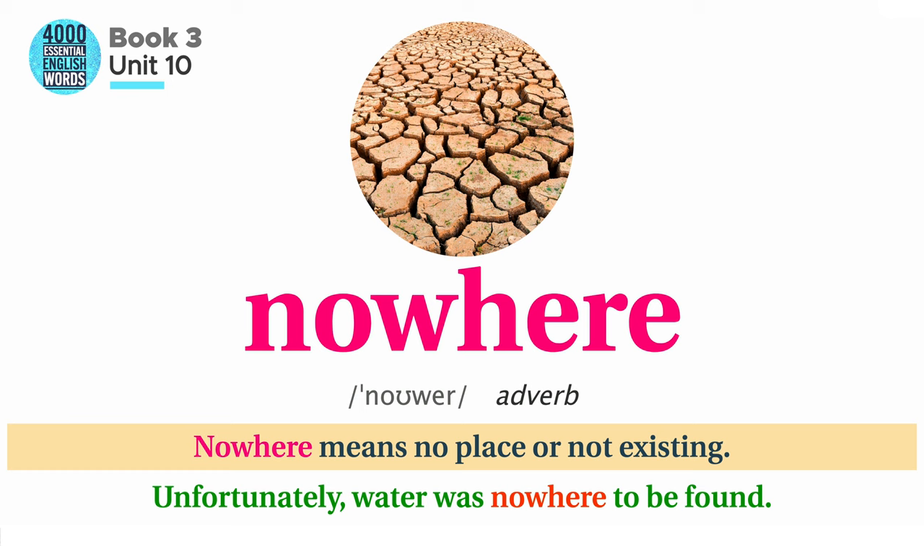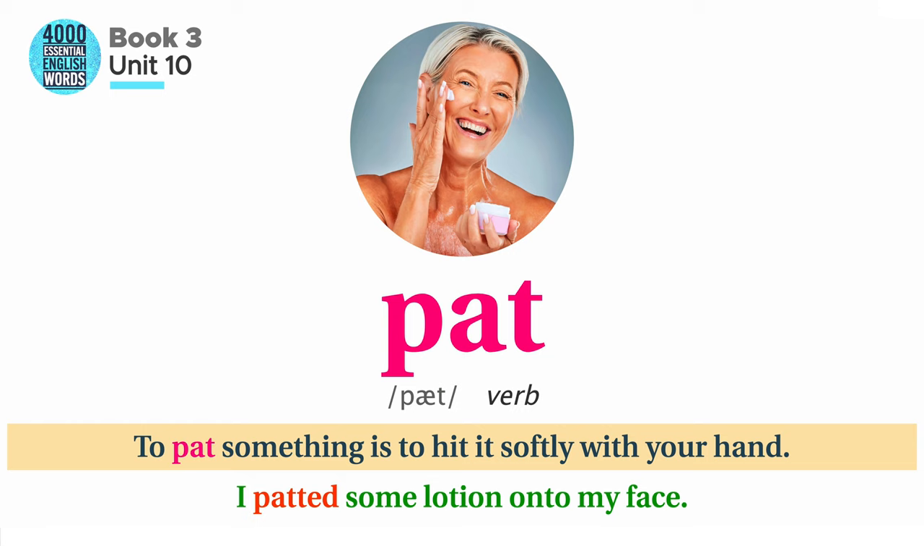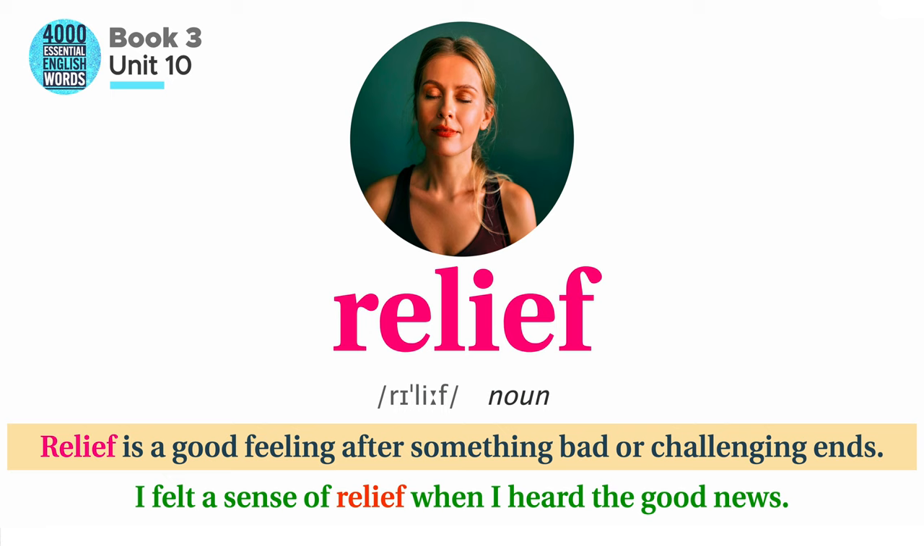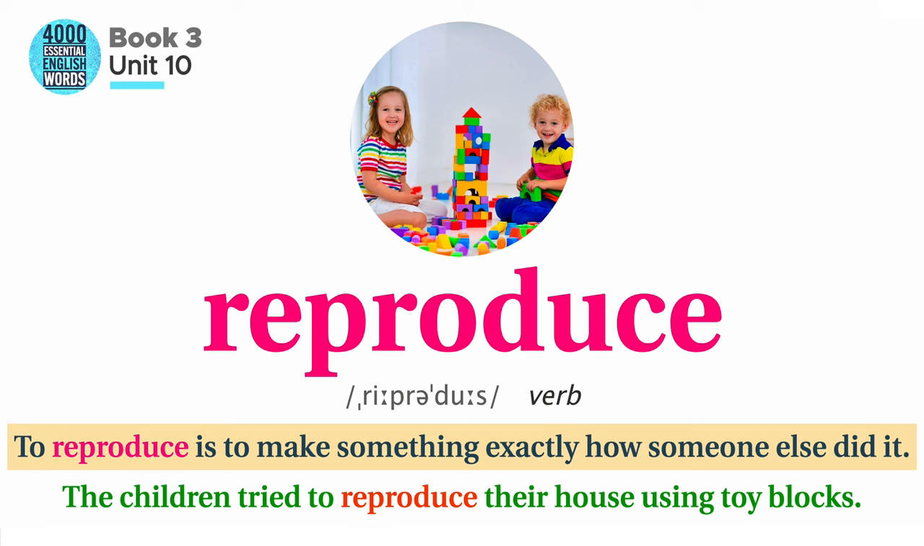Pat. To pat something is to hit it softly with your hand. I patted some lotion onto my face. Relief. Relief is a good feeling after something bad or challenging ends. I felt a sense of relief when I heard the good news. Reproduce. To reproduce is to make something exactly how someone else did it. The children tried to reproduce their house using toy blocks.